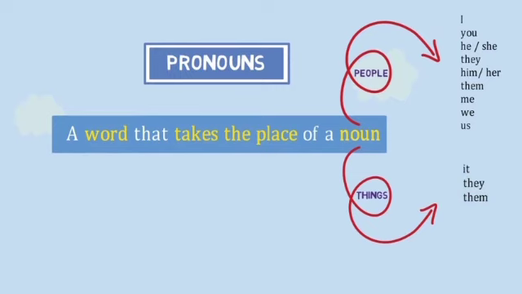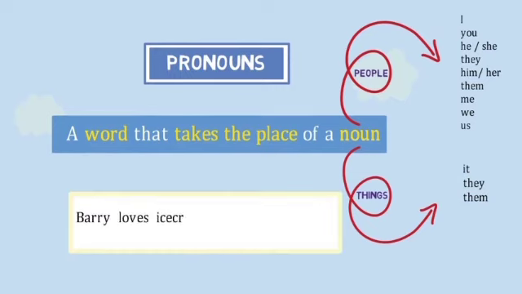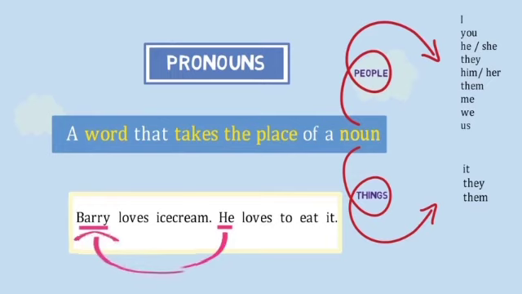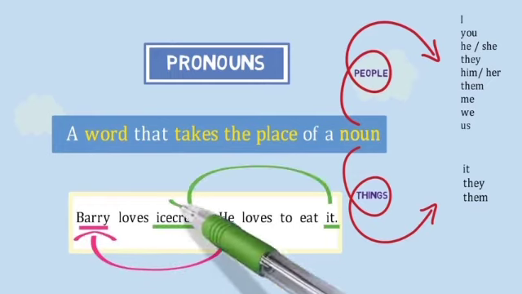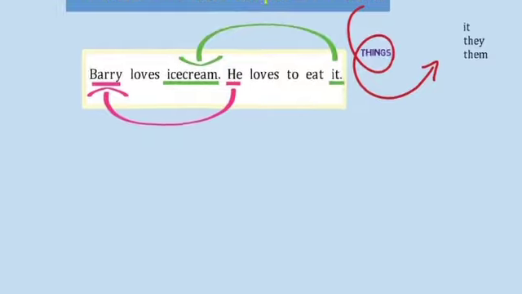Let's look at an example of this. Barry loves ice cream. He loves to eat it. In this sentence, we can see that the pronoun he has replaced the noun Barry, who is the person. The pronoun it has replaced ice cream, which is a thing.